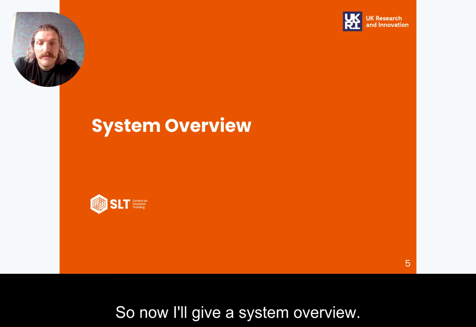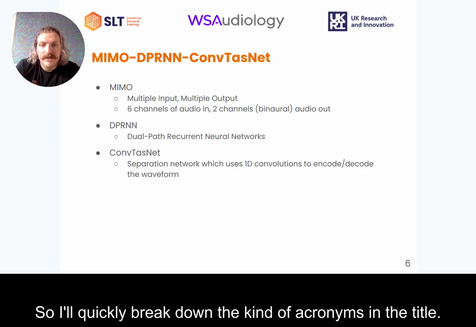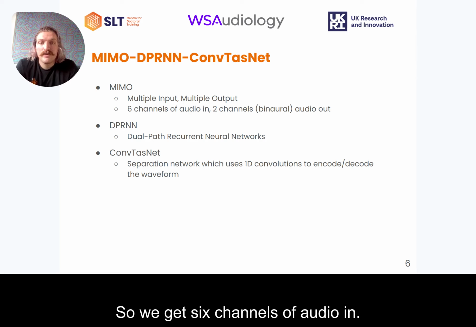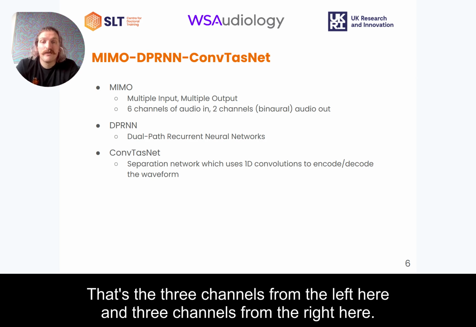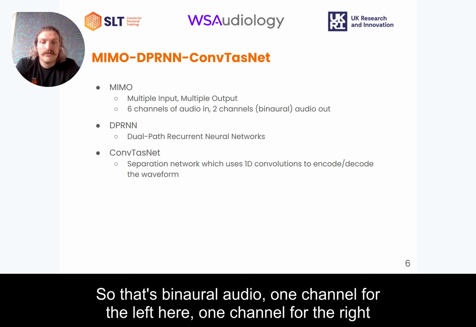So now I'll give a system overview. I'll quickly break down the acronyms in the title. MIMO is multiple input, multiple output. So we get 6 channels of audio in. That's the 3 channels from the left ear and 3 channels from the right ear. And we get 2 channels of audio out. So that's binaural audio, 1 channel for the left ear, 1 channel for the right ear.